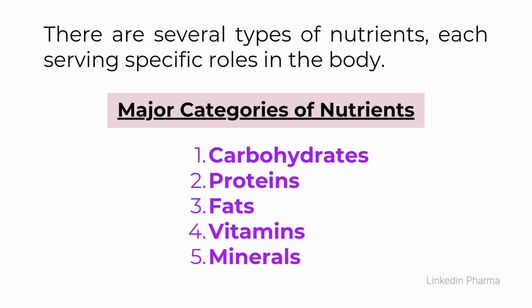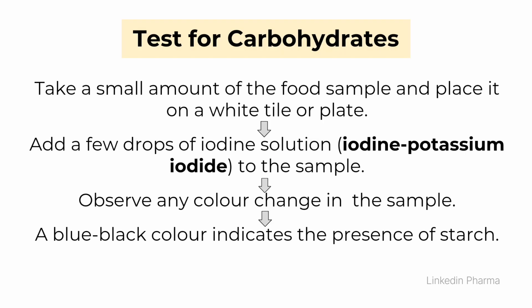Test for carbohydrates. Take a small amount of the food sample and place it on a white tile or plate. Add a few drops of iodine solution, potassium iodide, to the sample. Observe any color change in the sample. A blue-black color indicates the presence of starch.